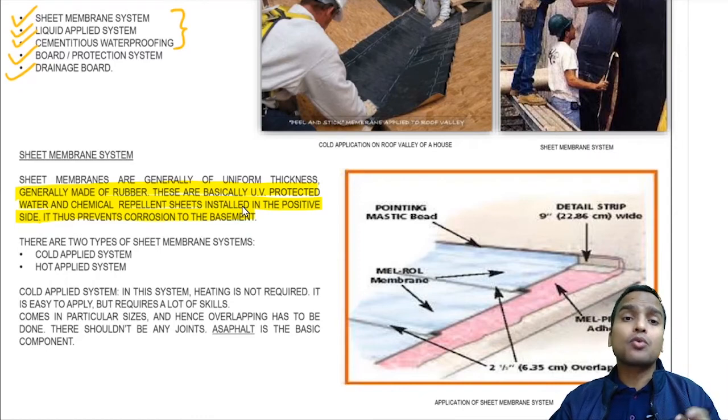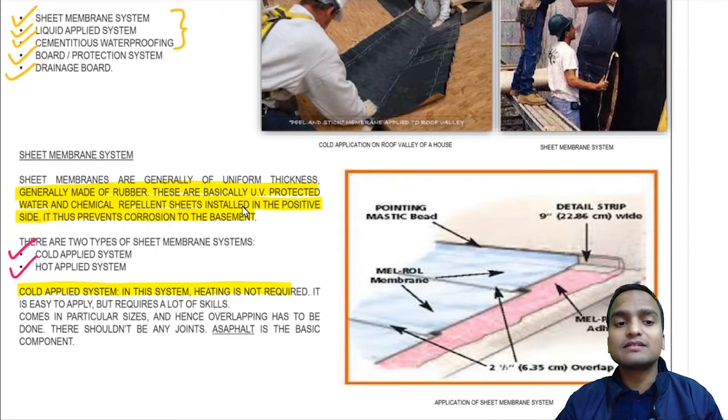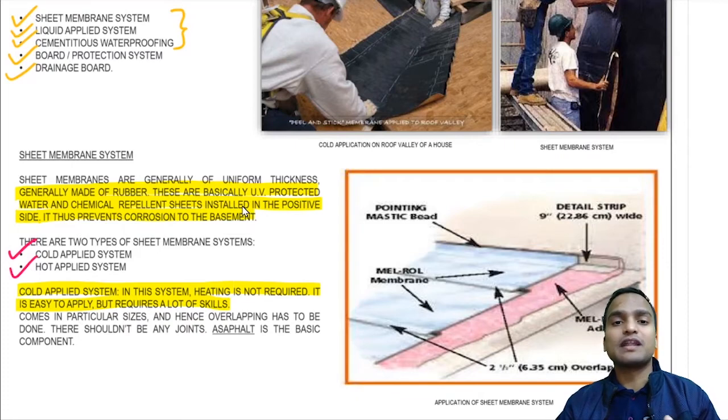There are 2 types of sheet membrane system: one is the cold applied system and the other is the hot applied system. In the cold applied system, heating is not required, and it is very easy to apply. You just use it like a sellotape, applied on the substructure, but it requires a lot of skill, because if we just use it randomly then there may be intrusion of air, voids or gaps into the sheet membranes. So it requires to be pressed accordingly.